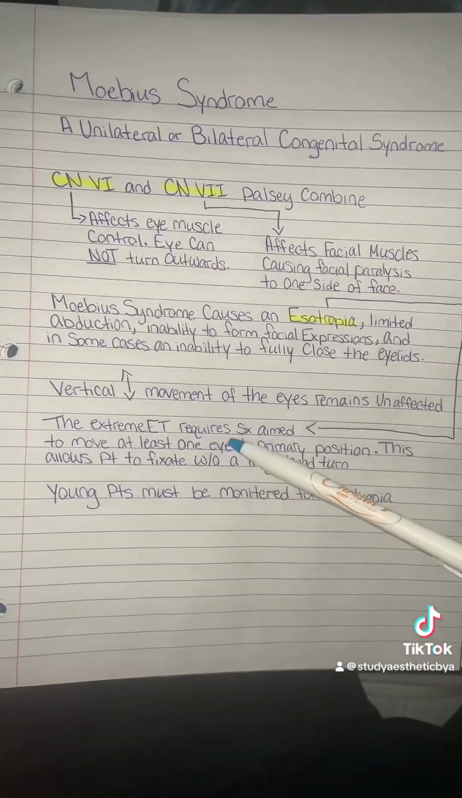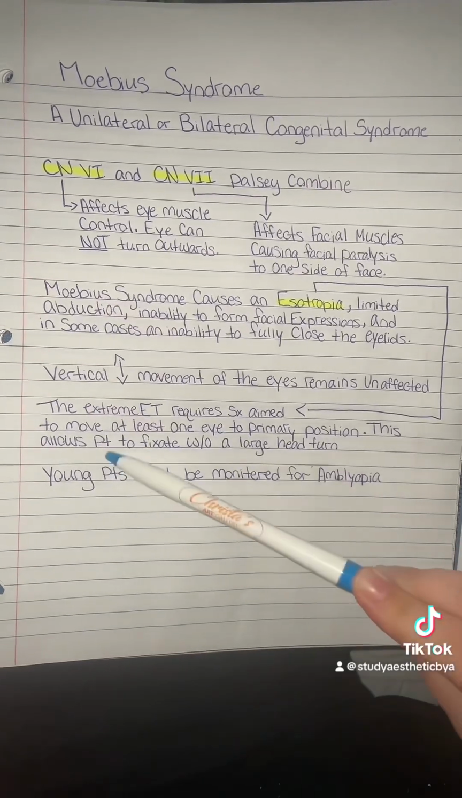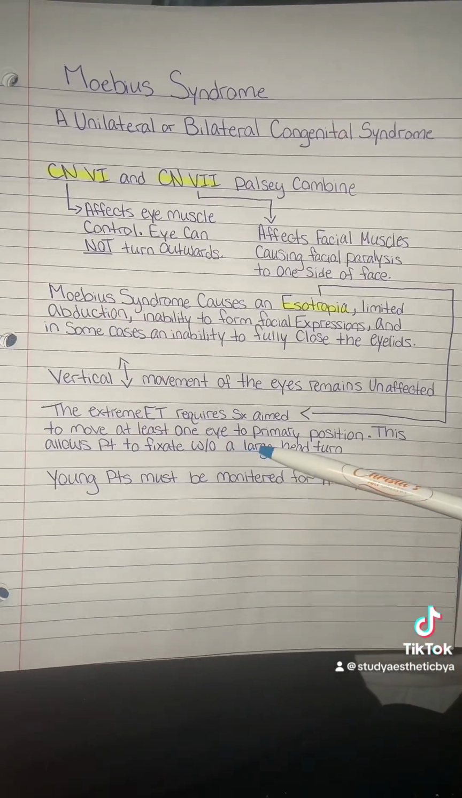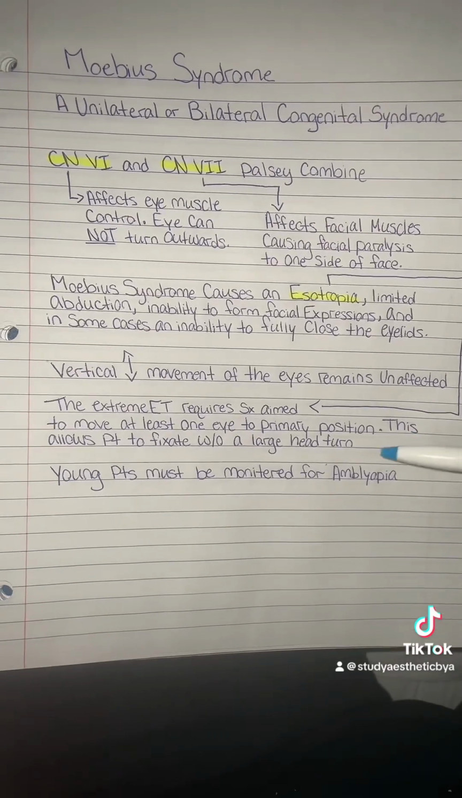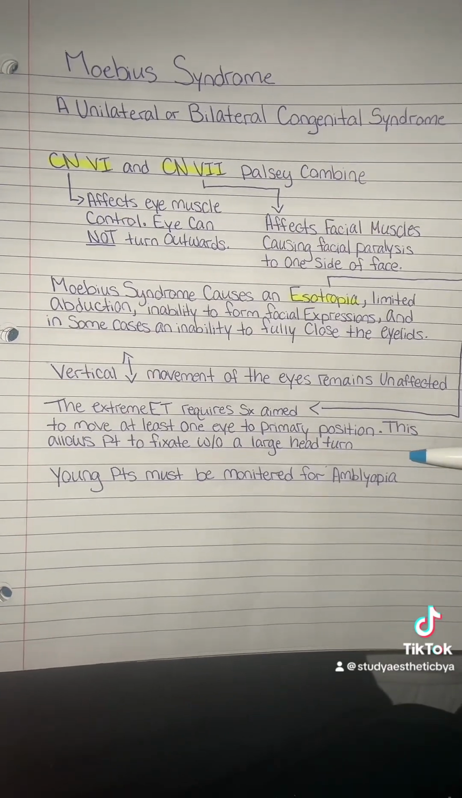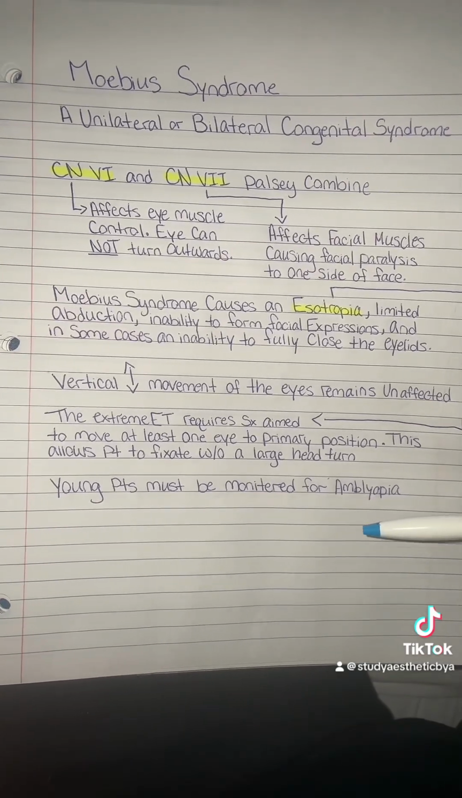The extreme esotropia does require surgery, and the surgery is aimed to move at least one eye to the primary position. This allows the patient to fixate without a large head turn. And in young patients, they need to be monitored for amblyopia.